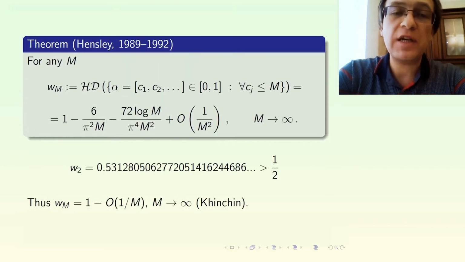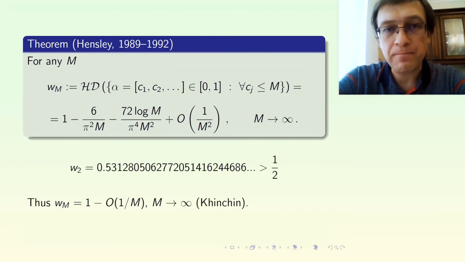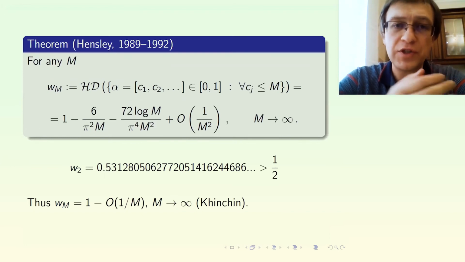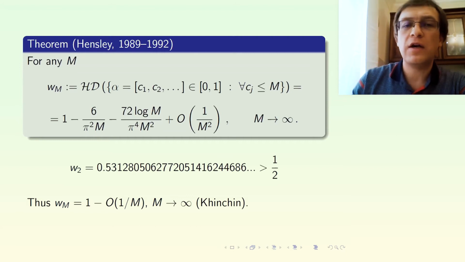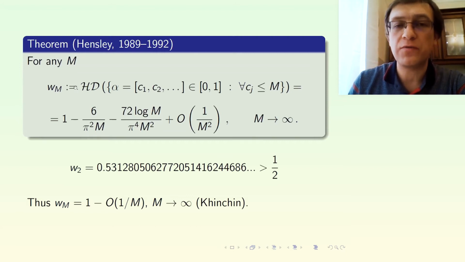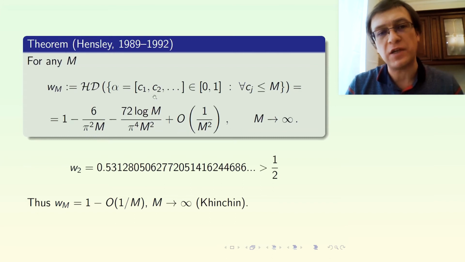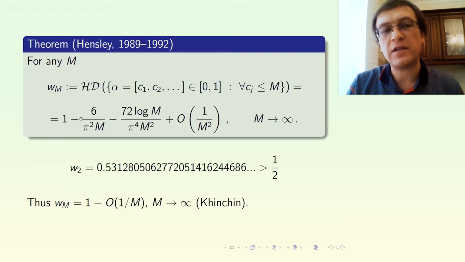So let me say a little bit about the intuition which stays under the Zaremba conjecture. It was a beautiful result of Hensley, who calculated the following Hausdorff dimension of the set of real numbers. So consider now a real number alpha with all partial quotients bounded by m, and then the Hausdorff dimension of this Cantor type set can be calculated as follows.